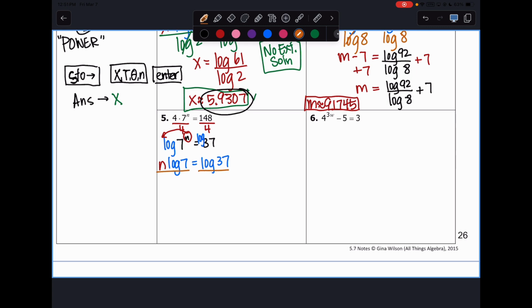Divide by which log? Log of 7 on both sides. So I have n equals, or is it about? I have a feeling it's going to be about log of 37 divided by log of 7. Is everything okay? I have about 1.8556 or 7. Is it 6 or 7?